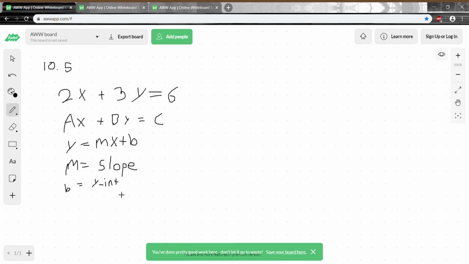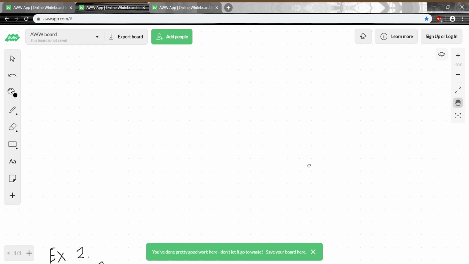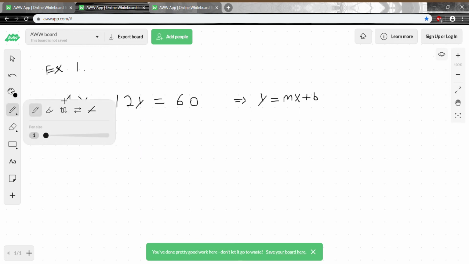I'm not going to write that whole thing out. Drawing with a mouse is kind of difficult, so I apologize for any poor penmanship that you're going to see here. We're going to talk more about what the y-intercept is and what the slope is, but first we're going to get some practice with converting between these two formats. So if you want to follow along, this is example 1 in your book. We have in the general form, the equation 4x minus 12y is equal to 60. And we want to convert that into y equals mx plus b.